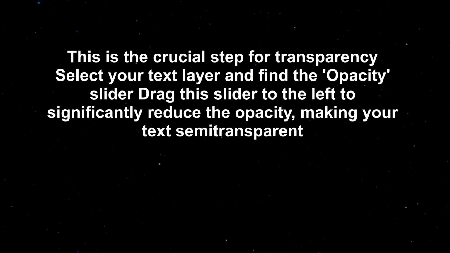This is the crucial step for transparency. Select your text layer and find the opacity slider. Drag this slider to the left to significantly reduce the opacity, making your text semi-transparent.